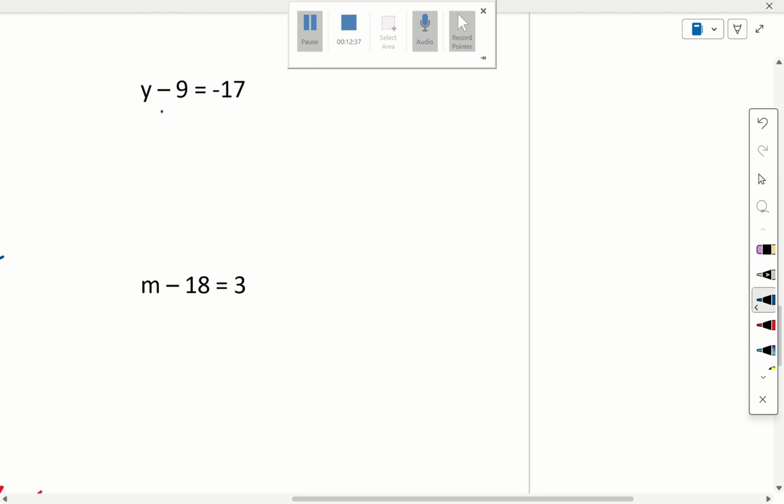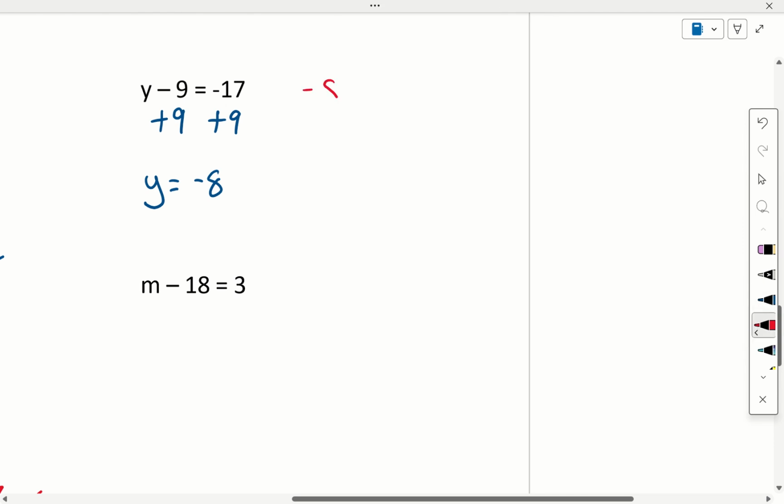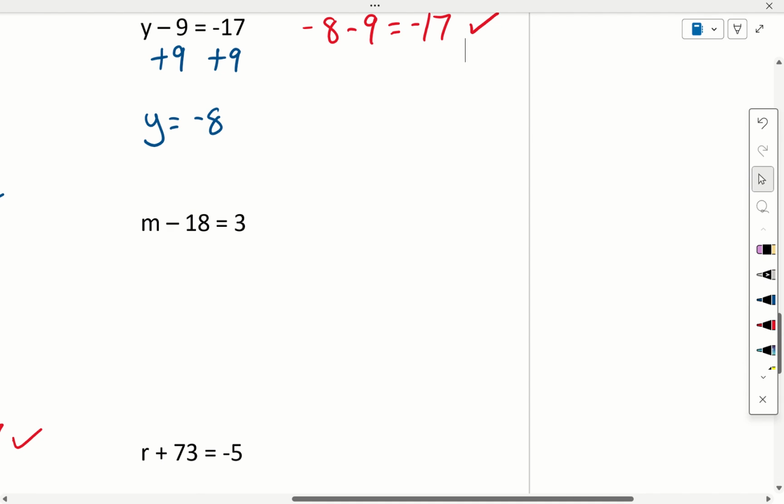All right, y minus 9, the inverse of subtracting 9 is adding 9. So I add 9 to both sides, and I get y equals negative 8. Let's check. Negative 8 minus 9 is in fact equal to negative 17. Next one, m minus 18 equals 3. The inverse of subtracting 18 is adding 18. We add 18 to both sides, and we get m equals 21. 21 minus 18 is in fact equal to 3.